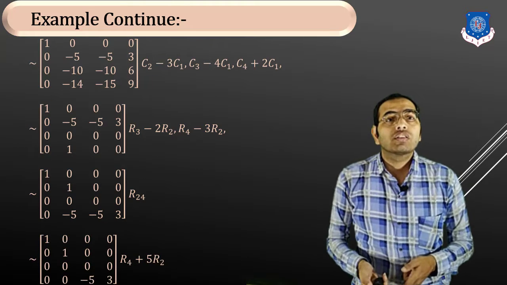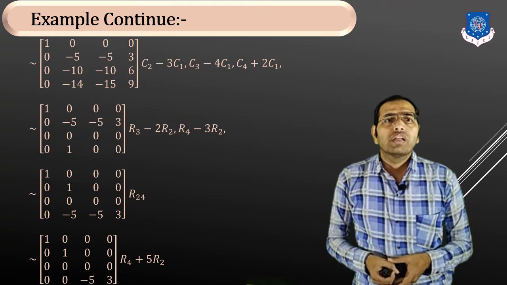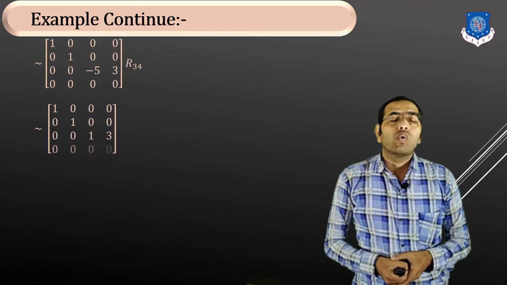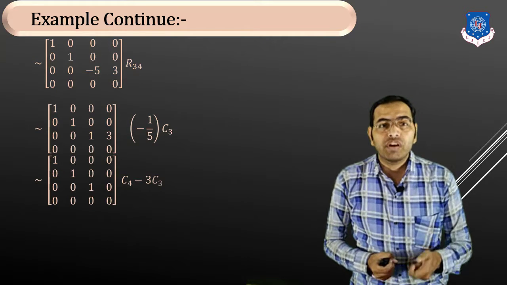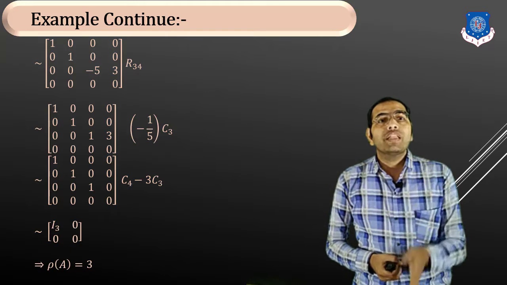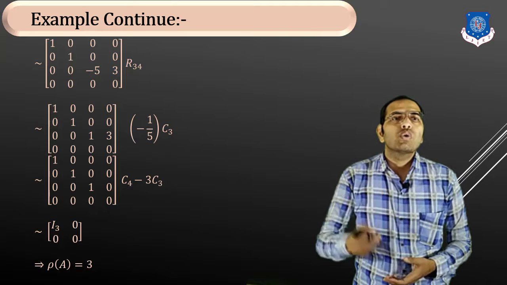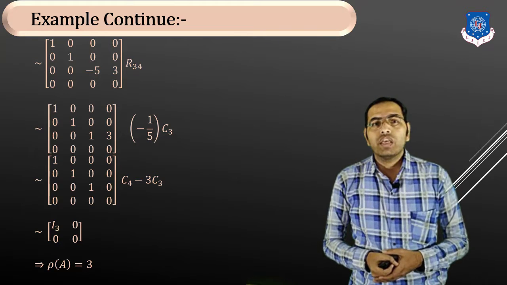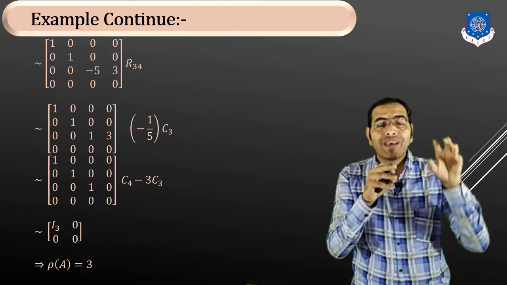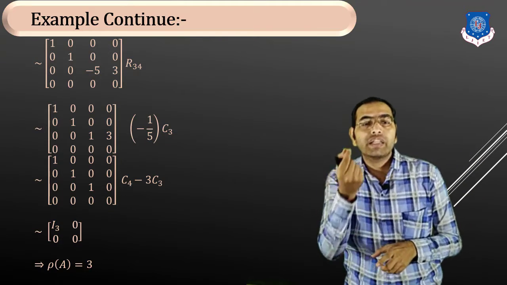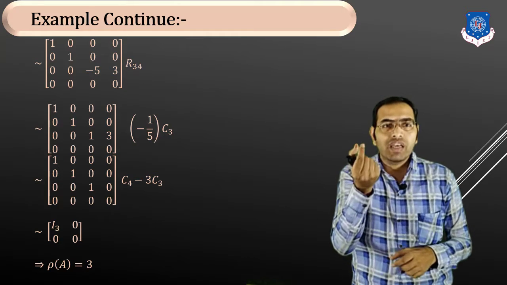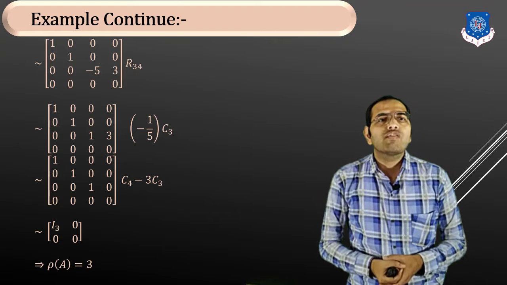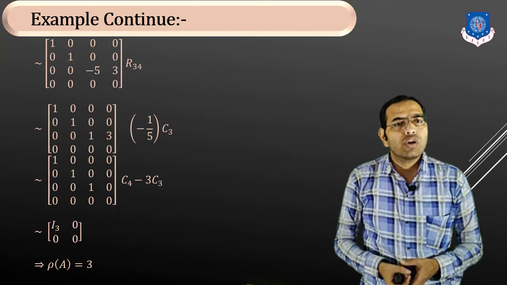Now interchanging the fourth and third row, that will give you 1, 0, 0, 0, 0, 1, 0, 0, 0, 0, minus 5, 3 and 0, 0, 0, 0. Now making the third row a leading 1, for that divide the third column by minus 5, that means minus 1 by 5 C3, that will give you 1, 0, 0, 0, 0, 1, 0, 0, 0, 0, 1, 3 and 0, 0, 0, 0. Now here the first 3 rows and 3 columns form an identity matrix, but in the fourth column we have the entry 3, and we make that 3 into 0. For that, apply the column operation C4 minus 3C3. That will give you 1, 0, 0, 0, 0, 1, 0, 0, 0, 0, 1, 0 and 0, 0, 0, 0.